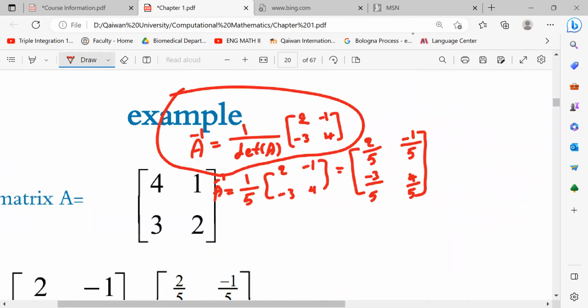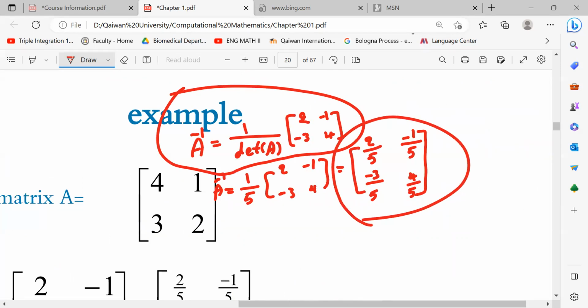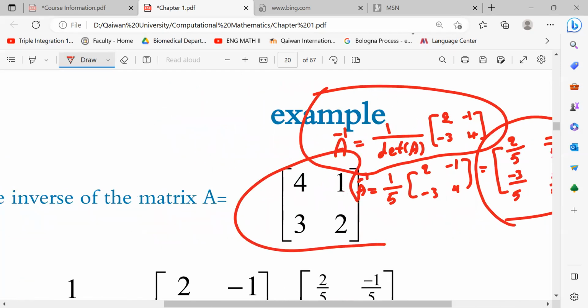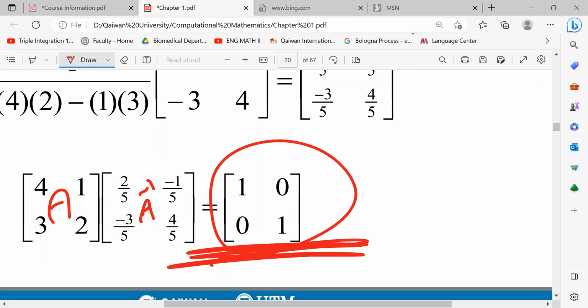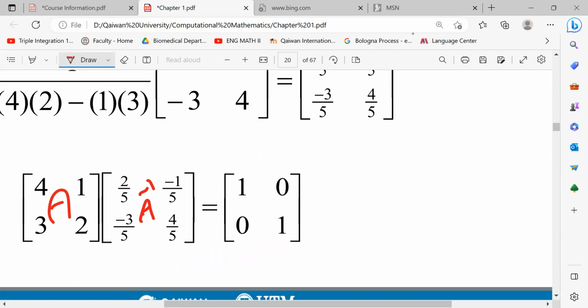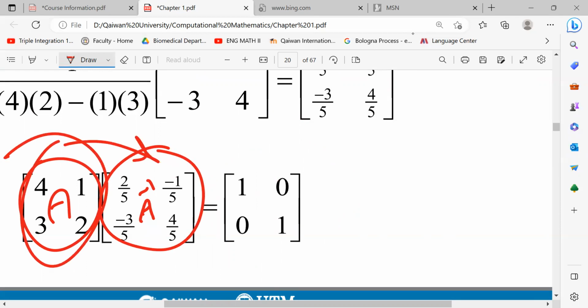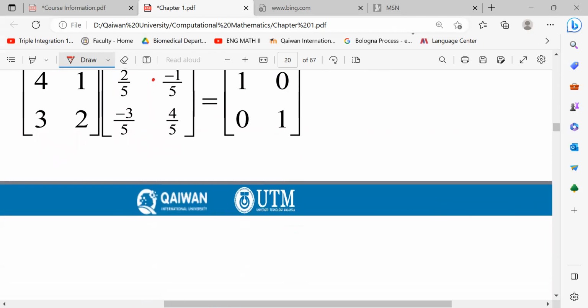Then, to verify, if you multiply this matrix A by A inverse, we must get an identity matrix. You don't need to do this, but just for verification, as you see here, we got an identity matrix. So this is the inverse of that matrix, and likewise that is the inverse of this matrix. Any of them is the inverse of the other one.